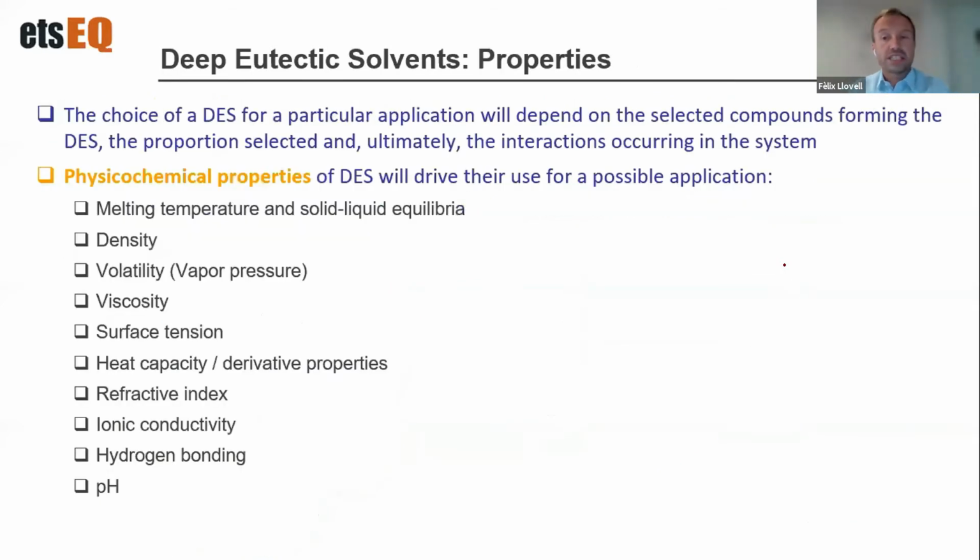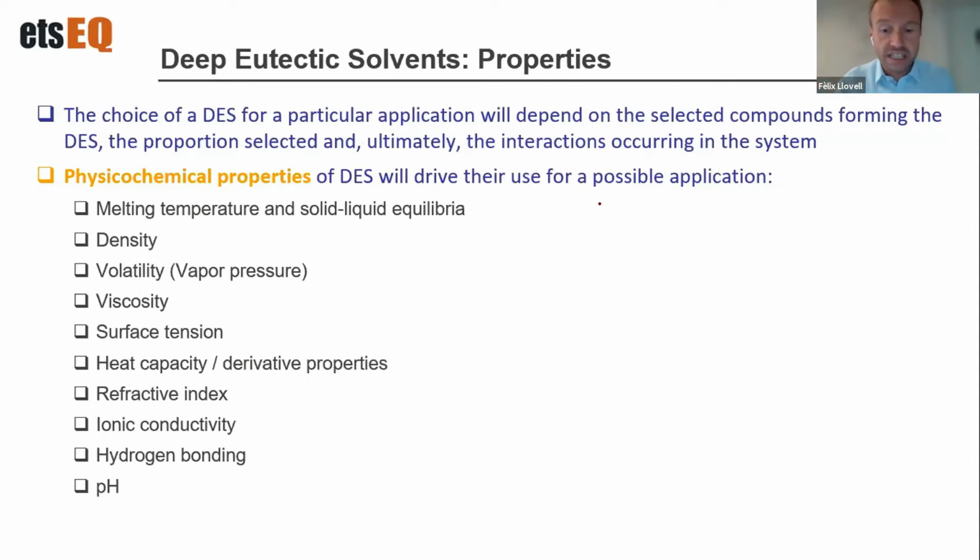Then the question that comes to our mind is, if we have many different options and we need to understand the physicochemical behavior, how do we relate the physicochemical properties and the understanding of these properties to the selection of a particular application, and how are these physicochemical properties related to the physics behind the two compounds joining at a certain composition? Here I'm just highlighting some of the properties that should be known in order to drive their use for a possible application.